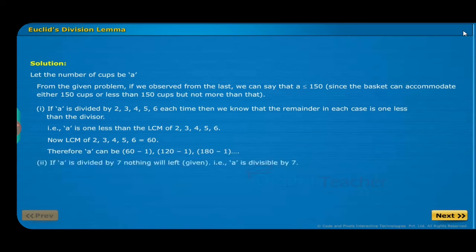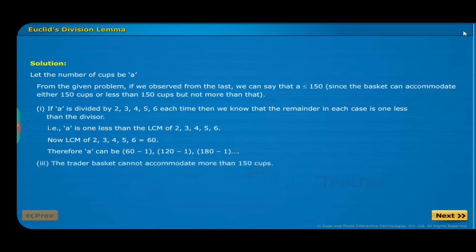2. If A is divided by 7, nothing will be left. That is, A is divisible by 7. 60 minus 1, that is 59, is not divisible by 7. 120 minus 1, that is 119, is divisible by 7. Therefore, A can be 119.